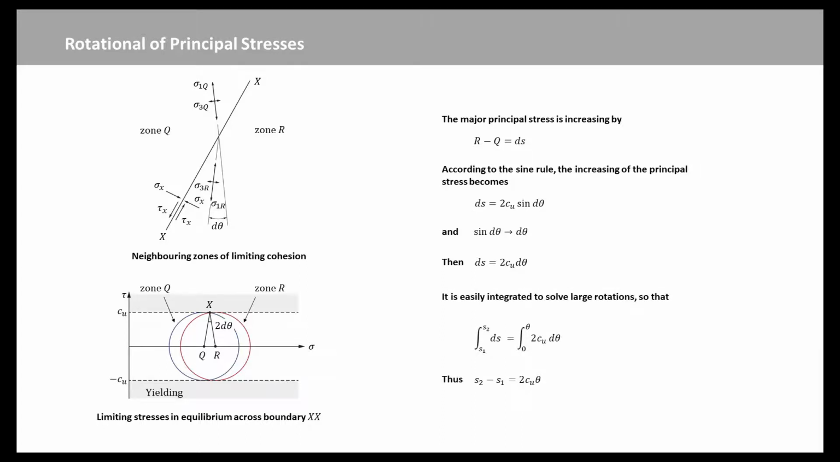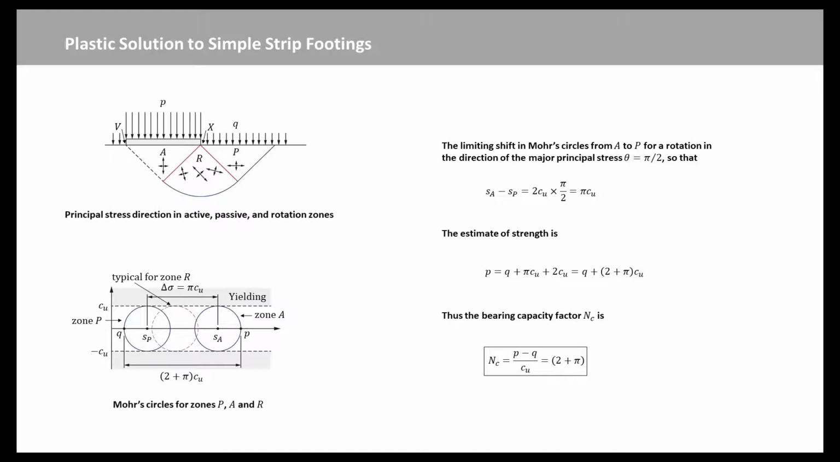It is easily integrated to solve large rotations. This very simple result links the shift of Mohr circle very closely to the rotation of the principal stress direction in a plastic cohesive material, which is everywhere in limiting equilibrium. Using this equation, the stress increase of the cohesion model is equal to pi times Cu, which is the limiting shift in Mohr circles from A to P.